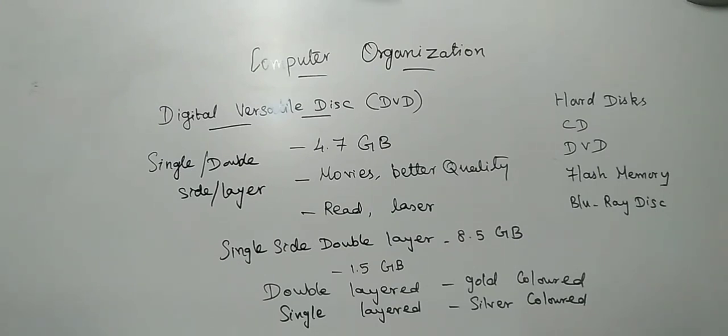DVD is nothing but your digital versatile disc or digital video disc. You are having another expansion also. It is your digital video disc. Here the capacity is 4.7 GB, which is 6 times more than the CD that we have just now discussed. So why do you people need a DVD? Yes, to store the movies and to have better quality, we are preferring DVD only.